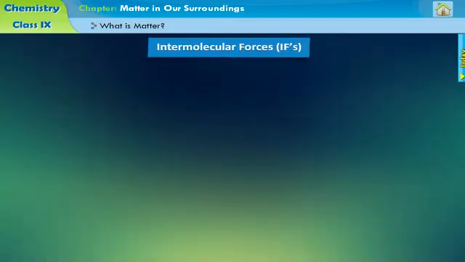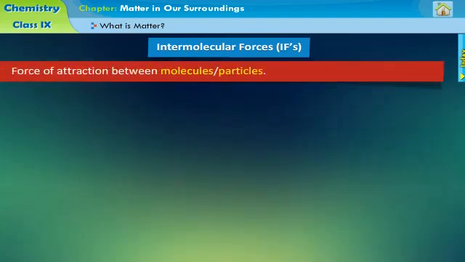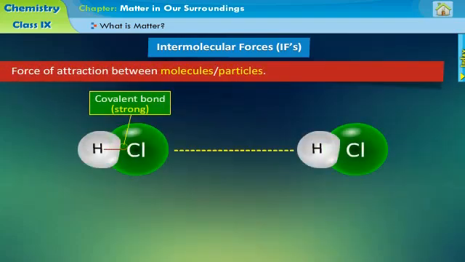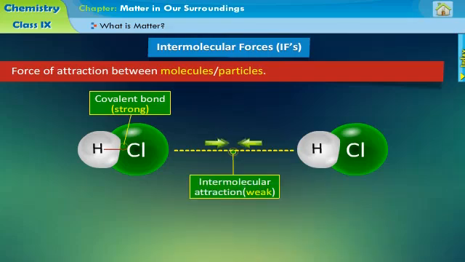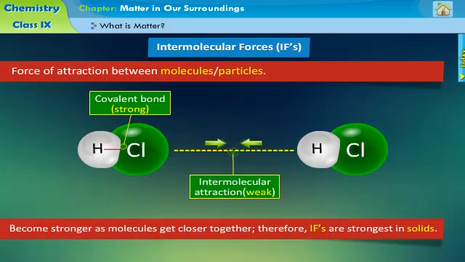Let's understand intermolecular forces, IFs. Force of attraction between molecules or particles. Becomes stronger as molecules get closer together. Therefore, IFs are strongest in solids.